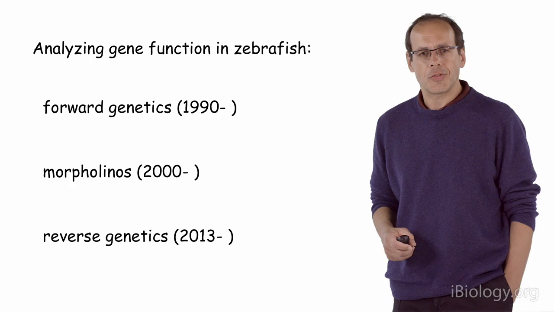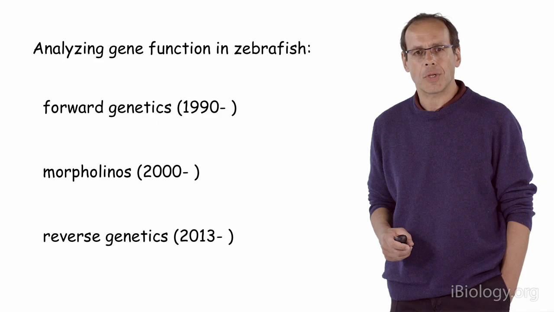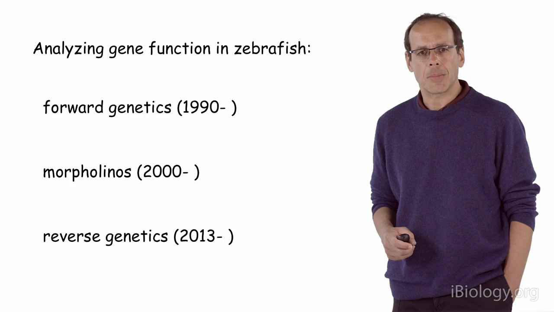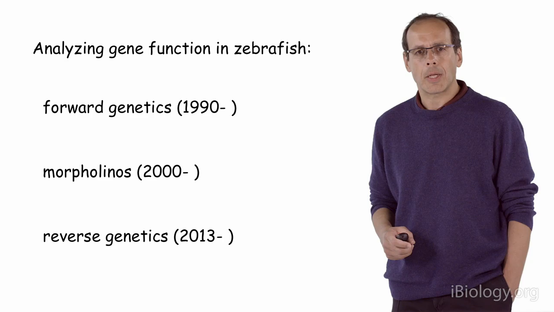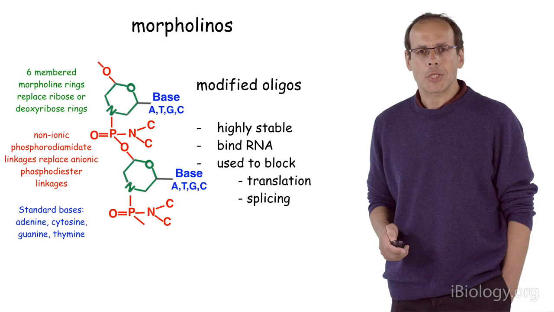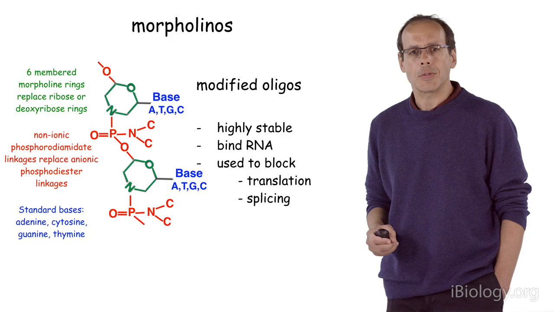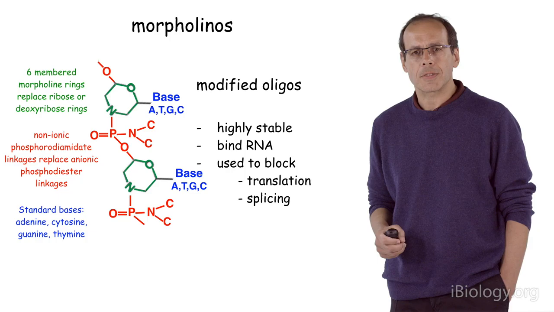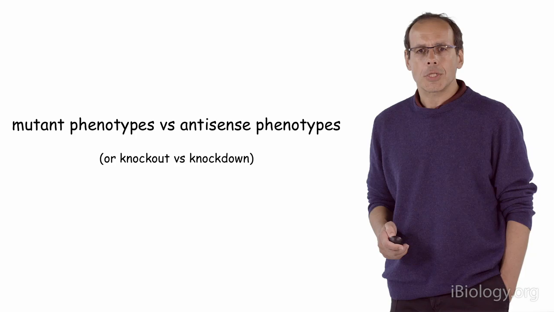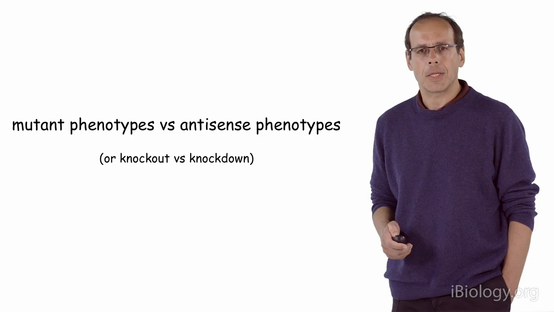The studies that I'll be telling you about today were essentially inspired by the fact that, looking at specific genes that have been studied both using morpholinos as well as reverse genetic techniques, it became apparent that in many cases, the phenotypes induced by mutations were much milder than those induced by the morpholino technology. To give you a little background, morpholinos are modified oligos. They're highly stable, they bind RNA, and they're used to block either translation or splicing. So the question then is why mutant phenotypes are in fact often milder than antisense phenotypes.